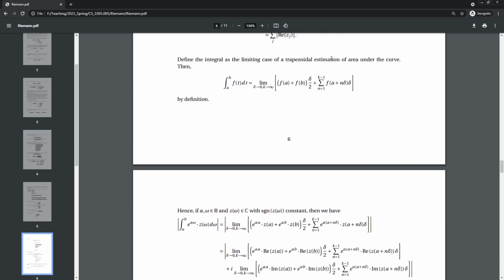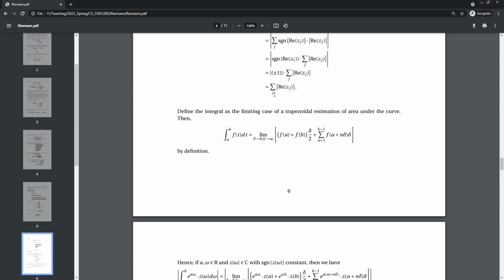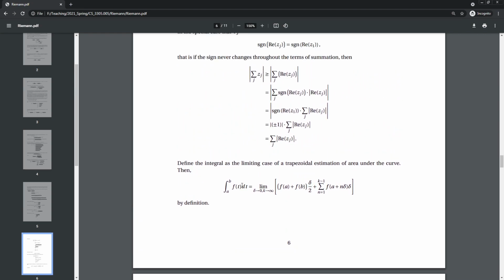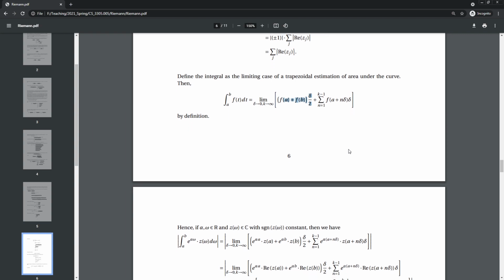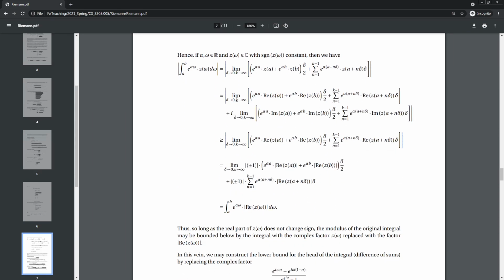So then we define the integral as the limiting case of some trapezoidal estimation of the area under the curve, right? Basically, we're using the trapezoid rule, right? But it really doesn't matter what rule we use. We're just using something so we can define the integral in terms of a summation. Right? So here's our summation. Here's how we handle the endpoints, yada, yada, yada.